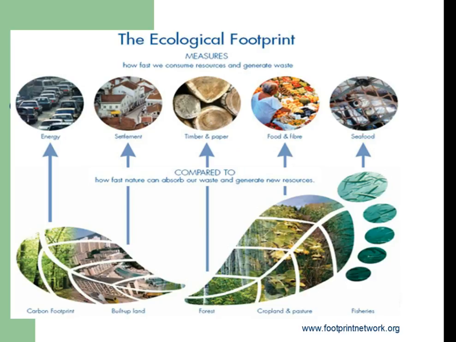The ecological footprint measures how fast we consume resources and generate waste compared to how fast nature can absorb our waste and generate new resources. The footprint represents two sides of the balance sheet. On the asset side, biocapacity represents the planet's biologically productive land areas, including our forests, pastures, cropland, and fisheries. These areas, especially if left unharvested, can also absorb much of the waste we generate, especially our carbon emissions.